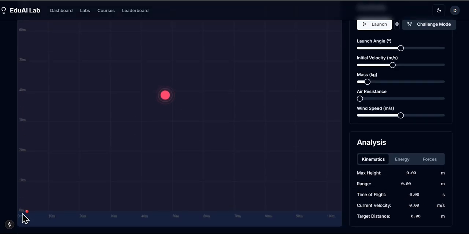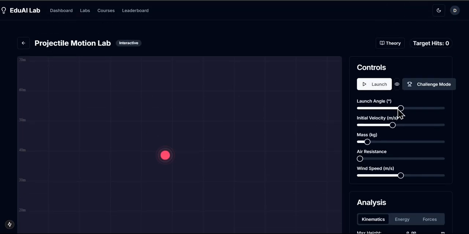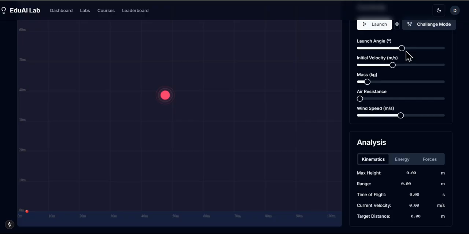Here we have a ball and we can adjust the launch angles, adjust the initial velocity, the mass, as well as the air resistance and the wind speed, as you can see. Now, if we press launch, there you go. This is the trajectory of the ball. Now, remember this, okay? It touched 90 meters.